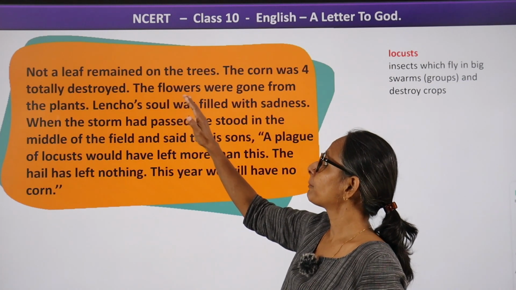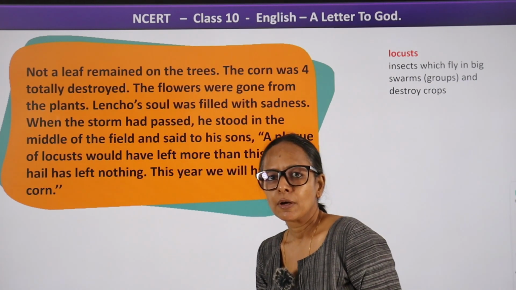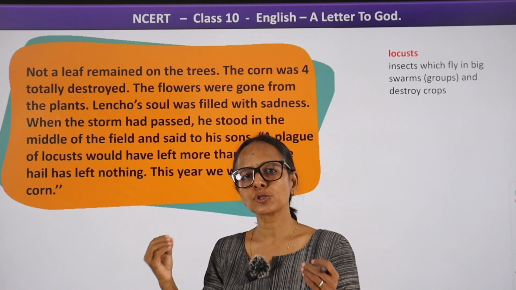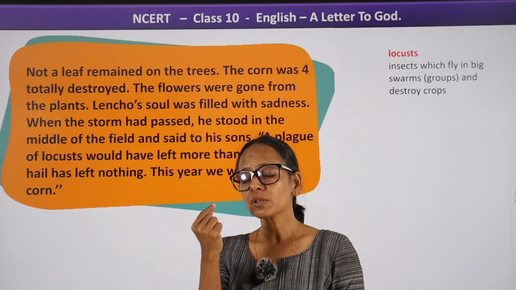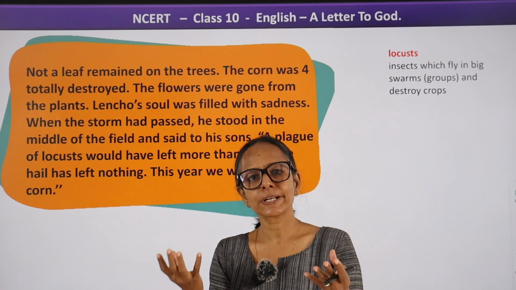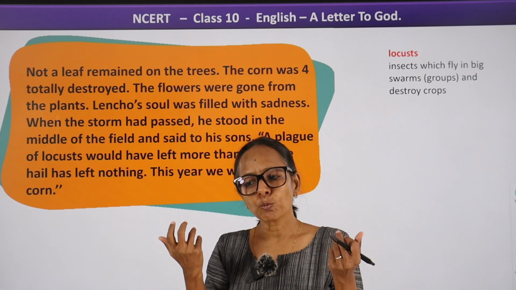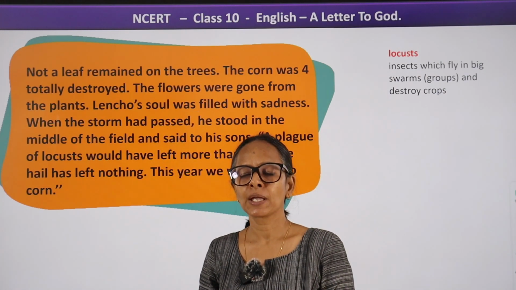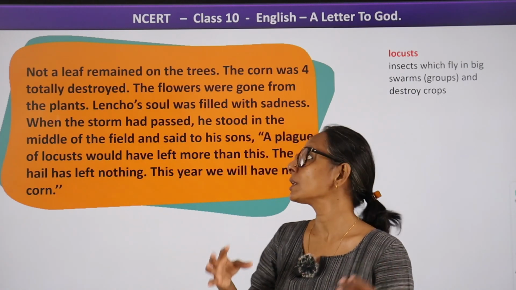"Not a leaf remained on the trees." Why? Lencho is watching and he's saying that there is not a single leaf left on the trees. These hailstones are like rocks, right? So the weight and the pressure with which they fall down has made the trees lose their leaves.